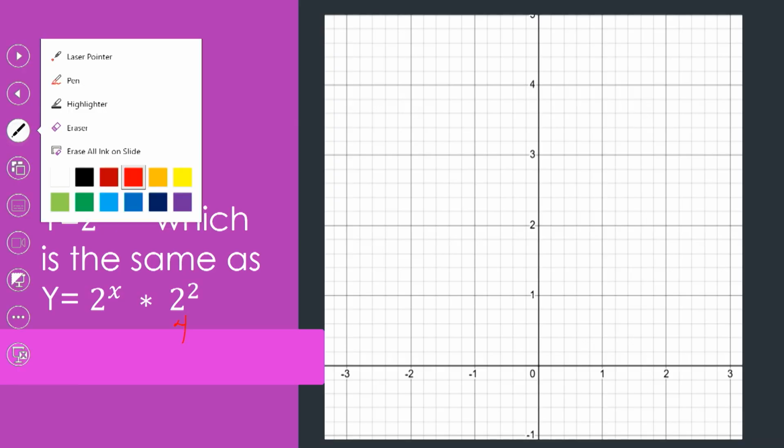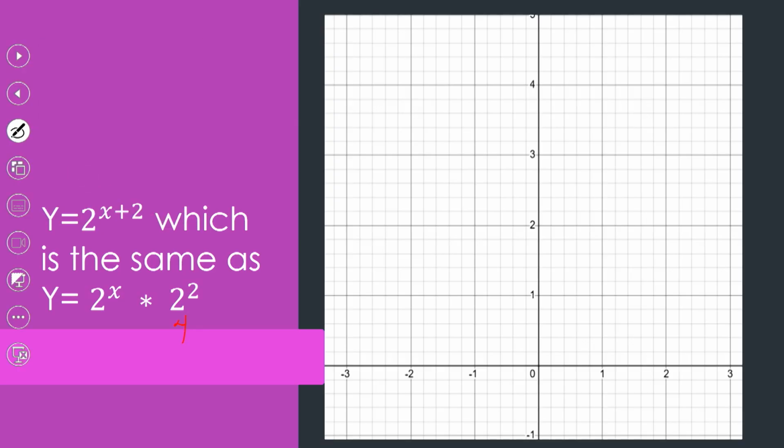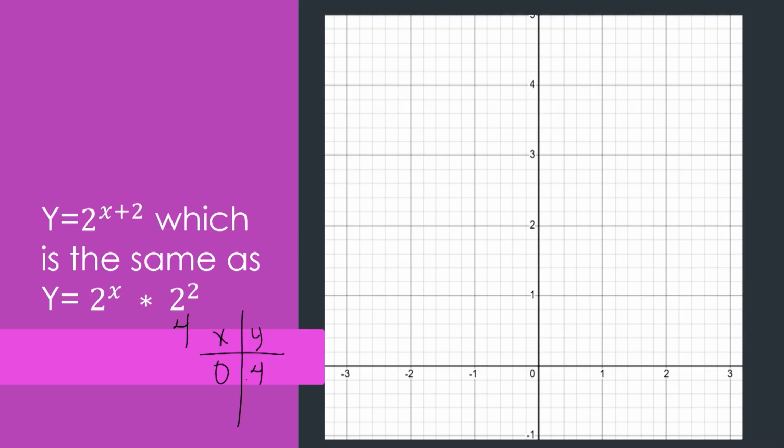So let's go get a different color that looks a little bit better on this purple. So here we go. So let's graph this. Let's see what that looks like. So I am looking at my x and y. Obviously 0 is going to be my 4 because it's being multiplied to that b. So I've got 0 to the 4th. Then I'm going to do 1 and 2.